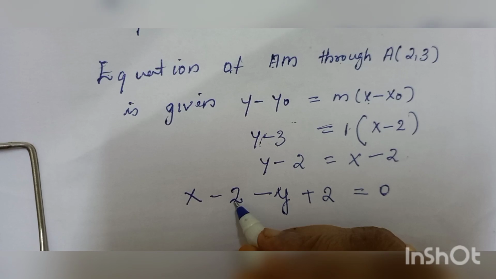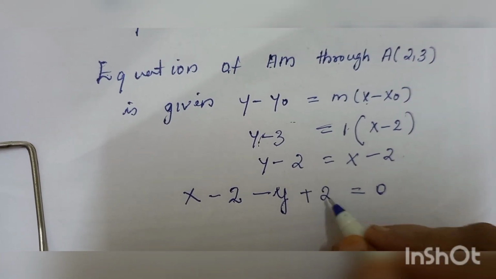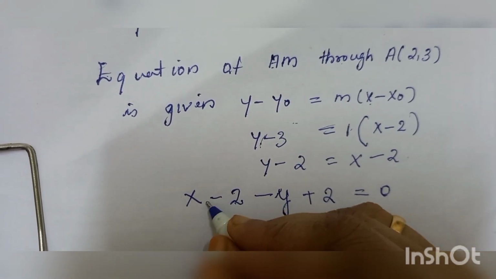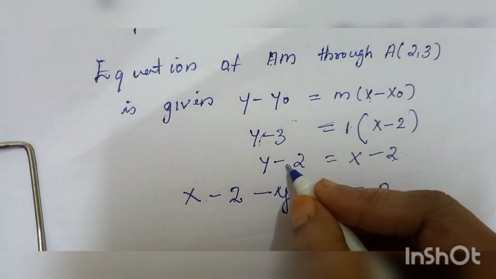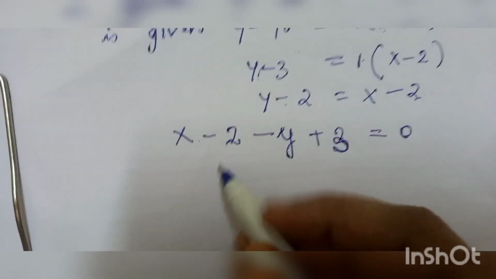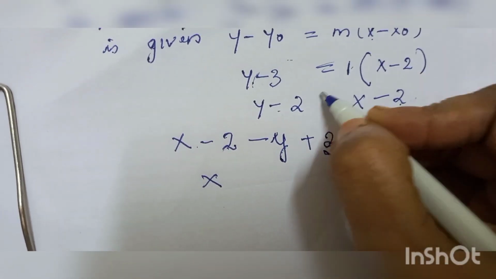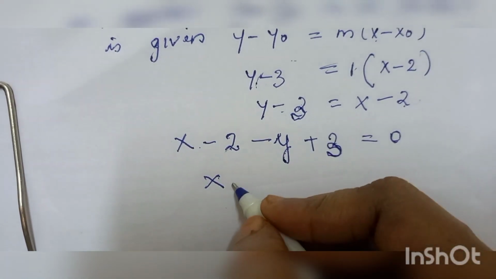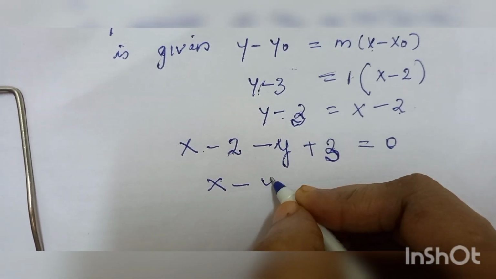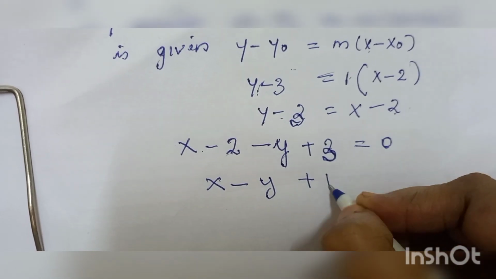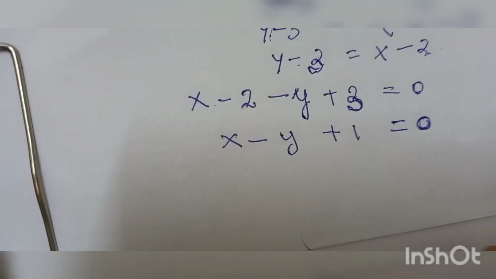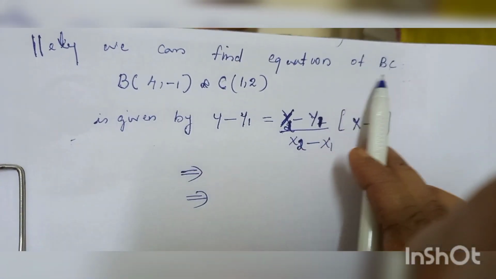So x minus 2, sorry, this is 3. So y minus 3 is equal to x minus 2, and after simplifying we get x minus y plus 1 is equal to 0. Okay. Similarly we can find the equation of BC.